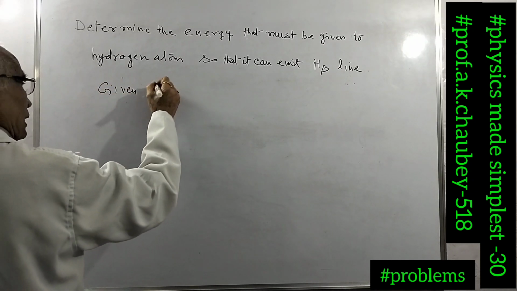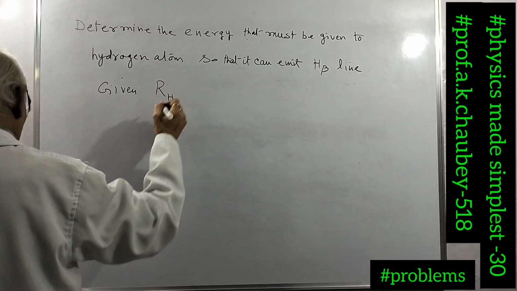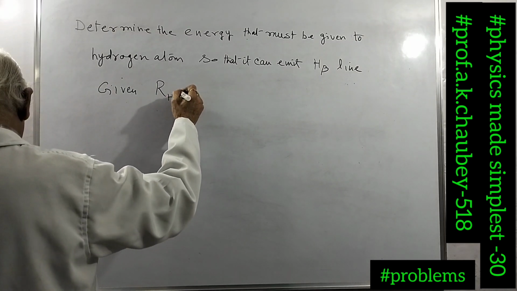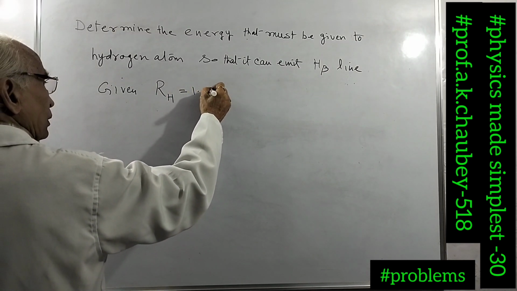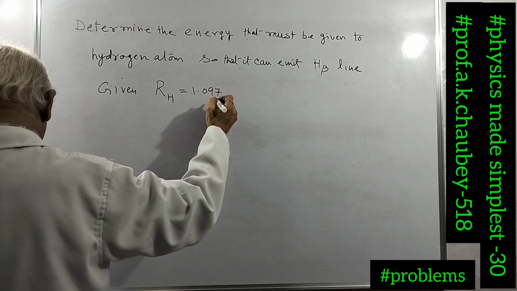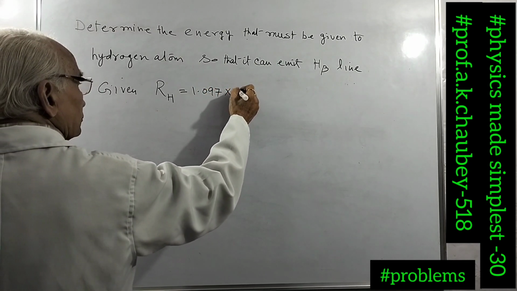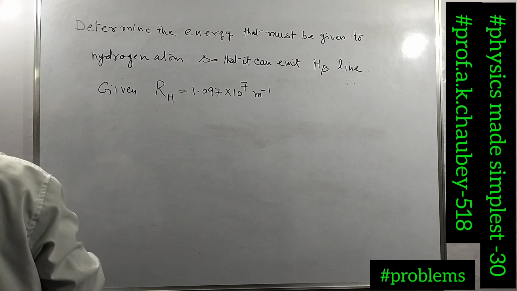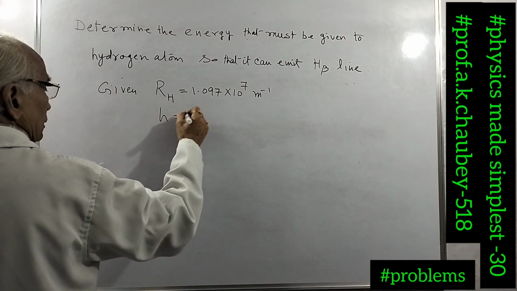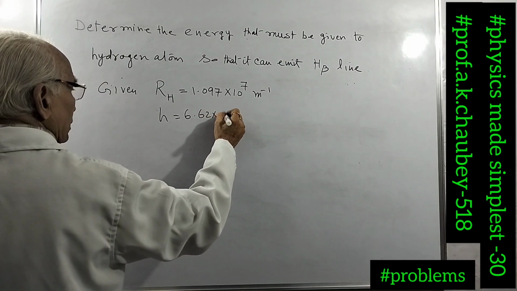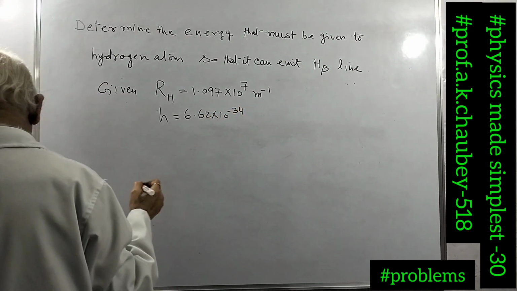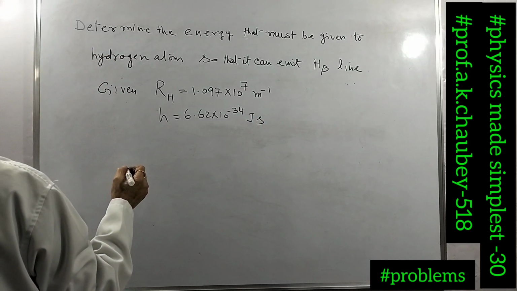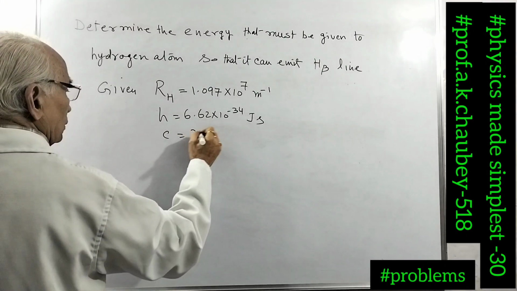Given: RH, the Rydberg constant, is 1.097 into 10^7 meter inverse; h is 6.62 into 10^-34 joule second; and c is equal to 3 × 10^8 meters per second.